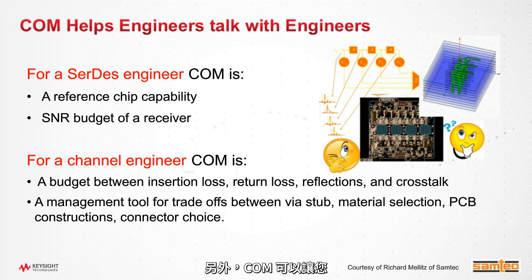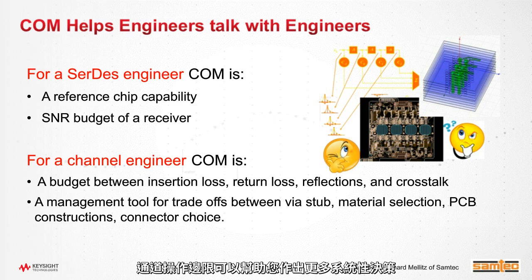And also, COM can be a tool that will give you some trade-offs that you can make between your error budget. How good does the via design need to be? What materials do I need to use? PCB constructions, do I need edge-coupled differential pairs or are broadside-coupled okay? What connectors do I need to use? So channel operating margin can help you make more of these system decisions.